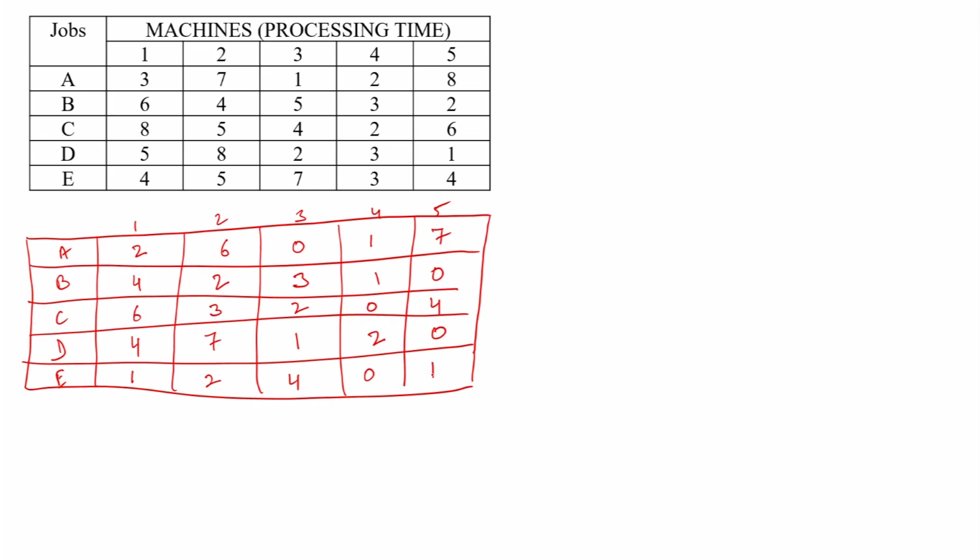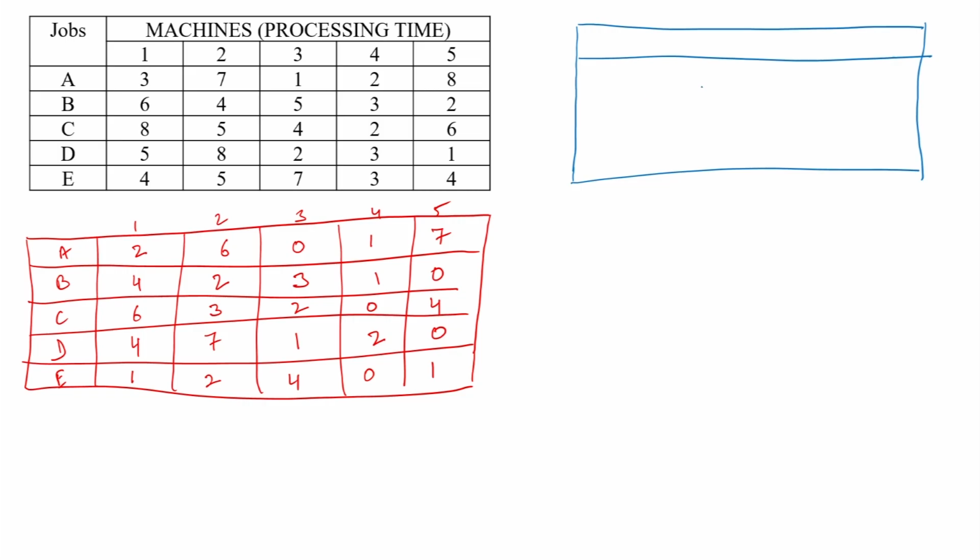So, we have done step 1, subtracting the minimum member in a row from all the members of that row. Now, let us see the second step, where we are subtracting the minimum member in a column from all the members of that particular column. We are subtracting the minimum member in a column from all other members of that column.